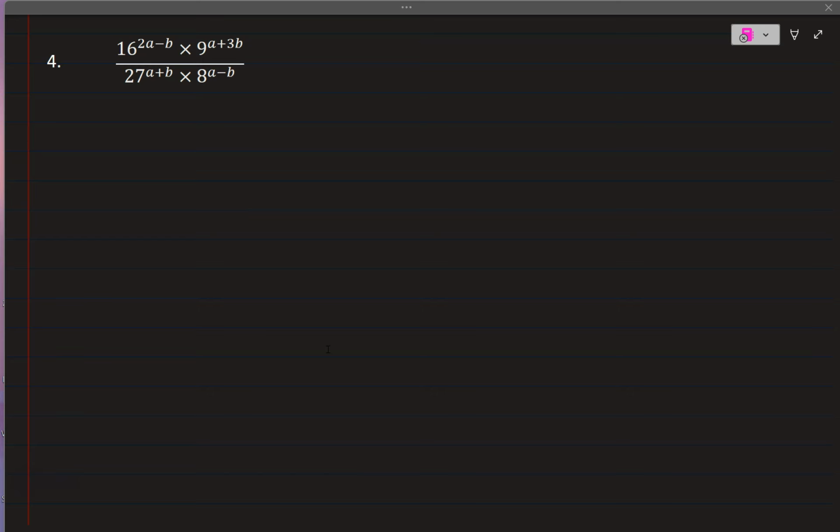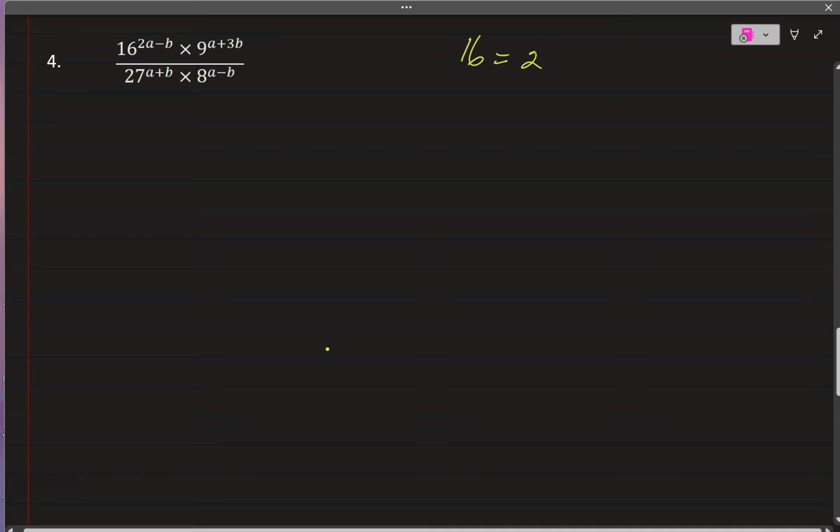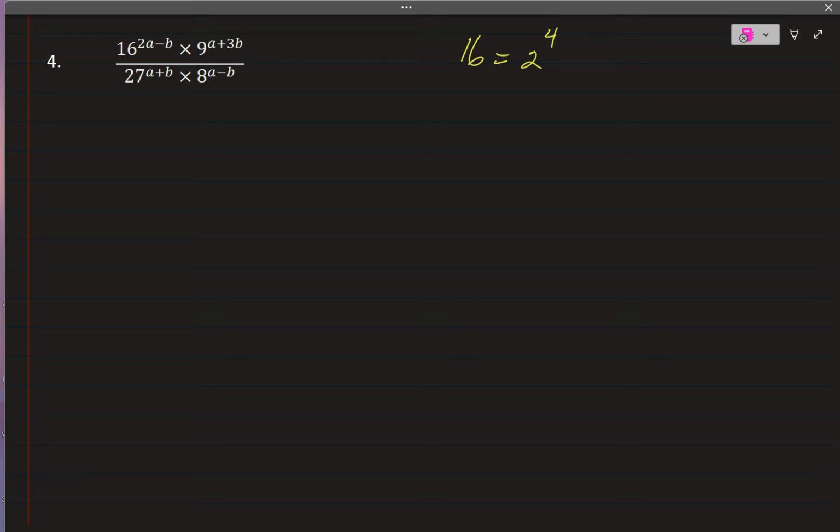We simplify it, and then we can employ the exponent laws. So 16 is equal to 2 to the 4th. You've got to know that. What is 27? That's 3 to the 3. What is 9? It's 3 squared. And what is 8? It's 2 to the 3rd. So we change all of those integers into the exponential form.